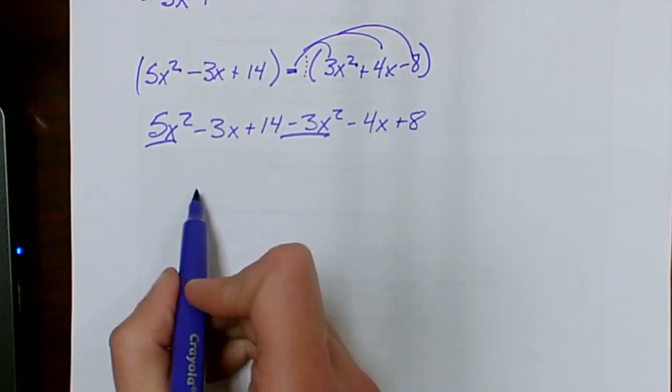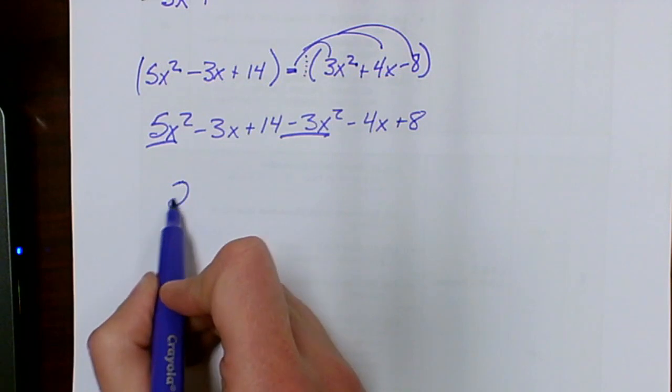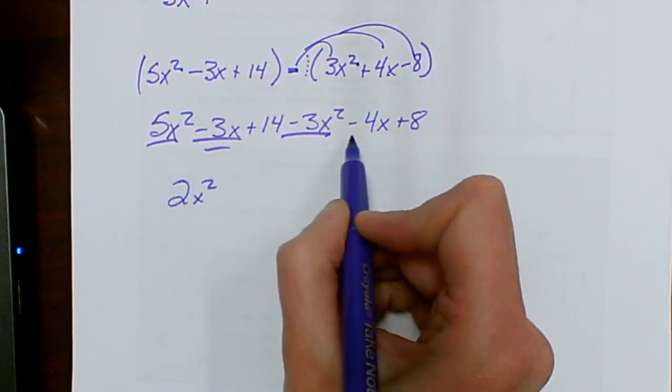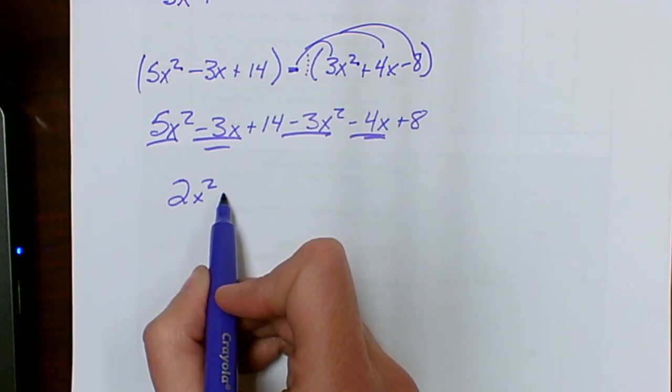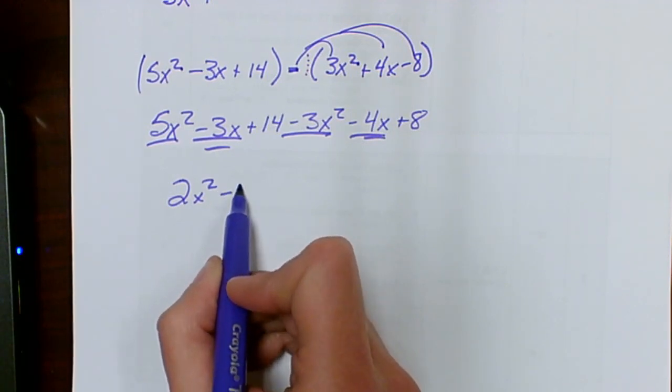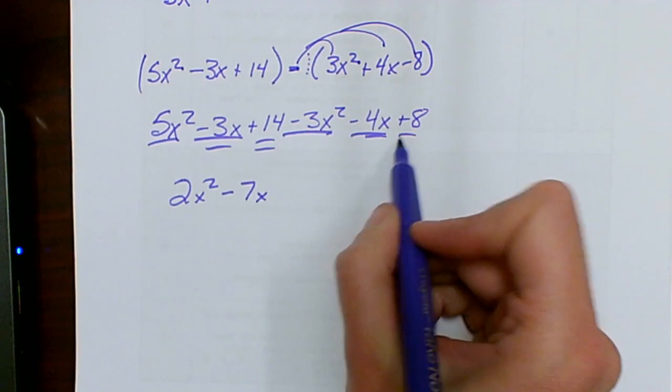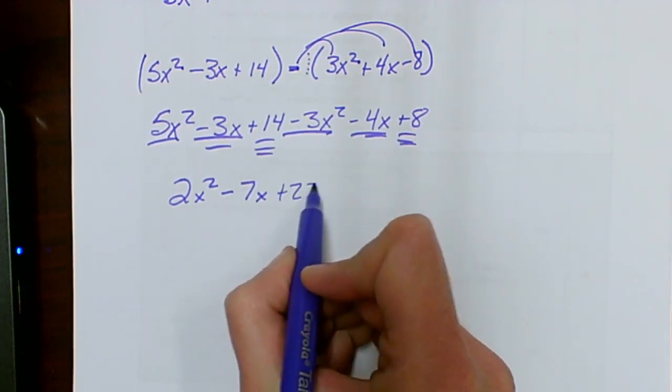So add those. That will be 2x squared. Negative 3x plus negative 4x would be a negative 7x. And then our last ones would be a plus 22.